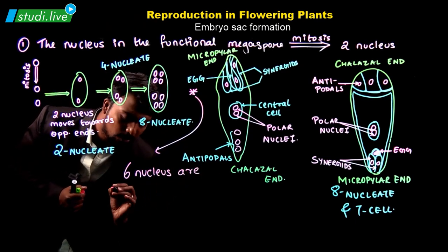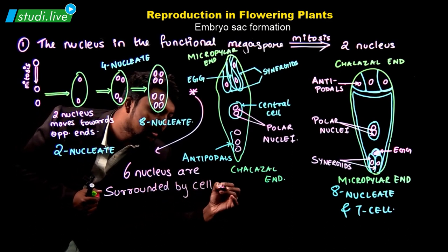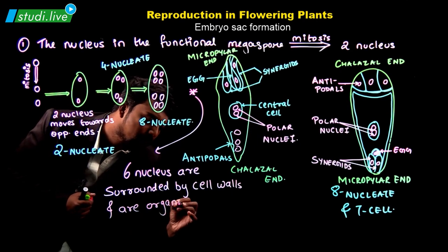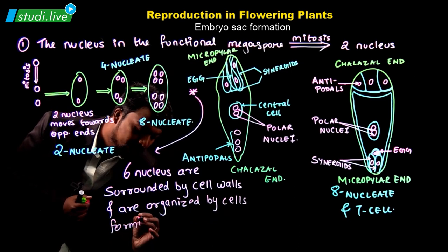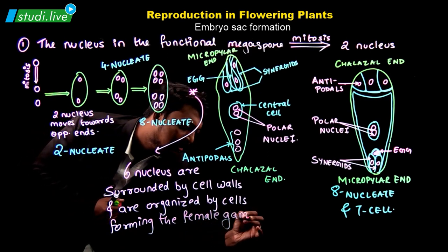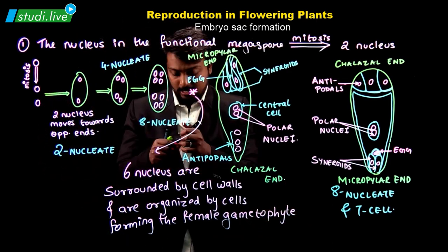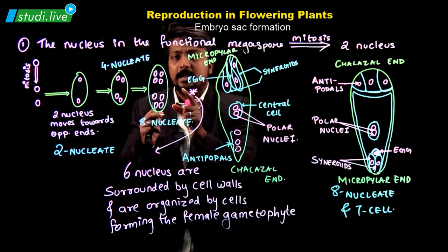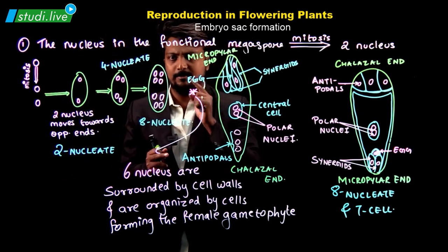Six nuclei are surrounded by cell walls and are organized into cells, forming the female gametophyte. So what's happening? Once we have the eight nuclei, out of that six nuclei get surrounded with a cell wall and they get organized into the cells, forming what? The female gametophyte, that is my embryo sac, right?